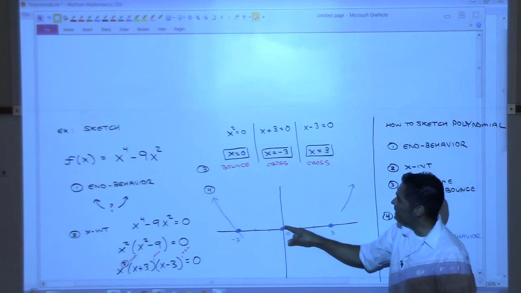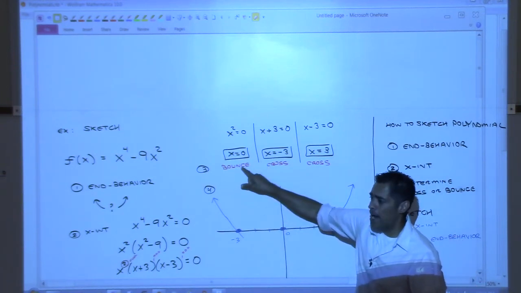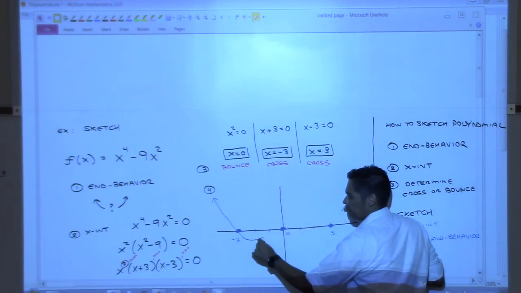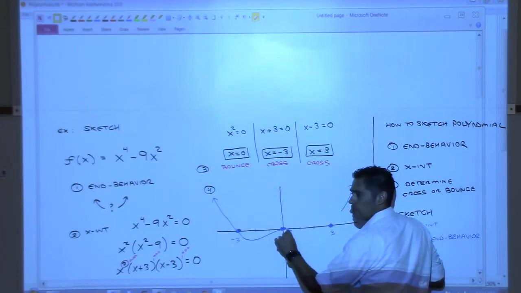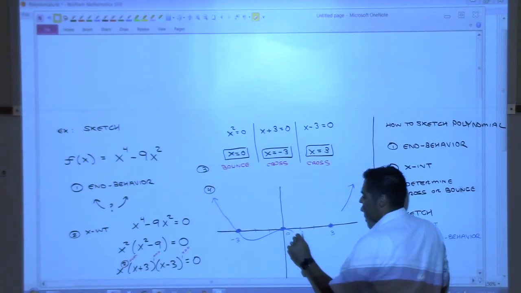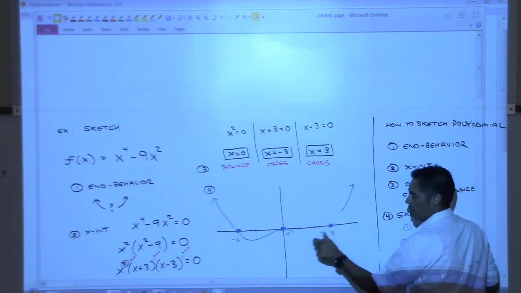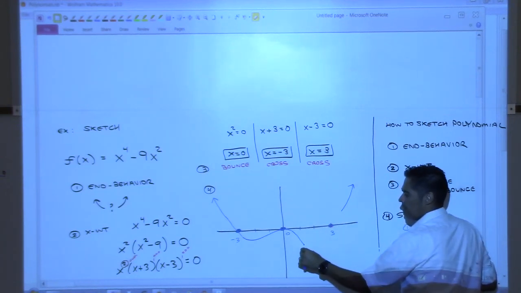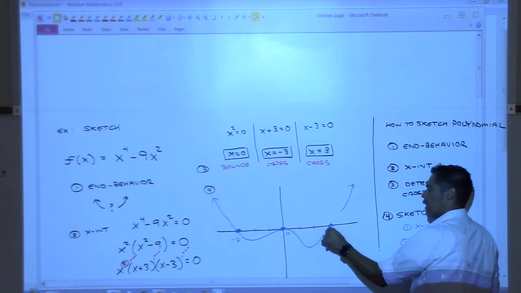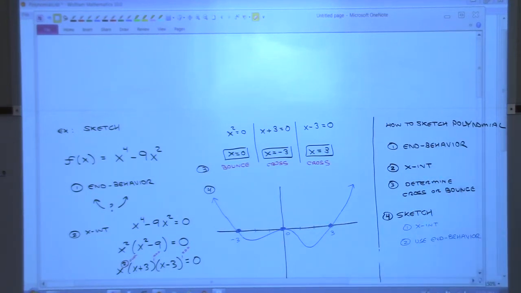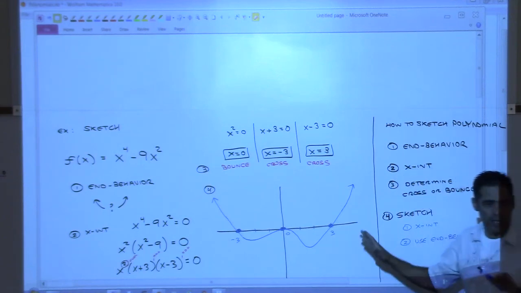I'm going to connect this dot to this dot. When I get to 0, I need to bounce off the x-axis. So I need to do something like that. See how I bounced off? And then I need to connect that dot to this dot at 3, and I need to cross through when I get to this one. So I need to maybe come down and back up like this, cross through, and then connect them together. You see how I did that? That's our picture. We're done.